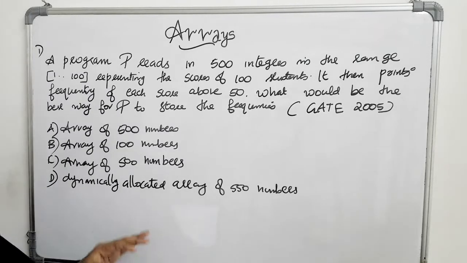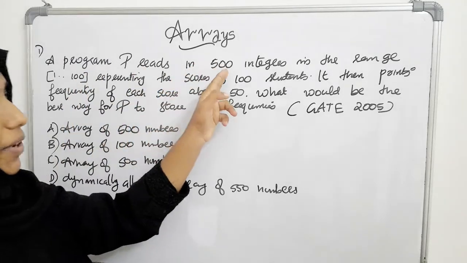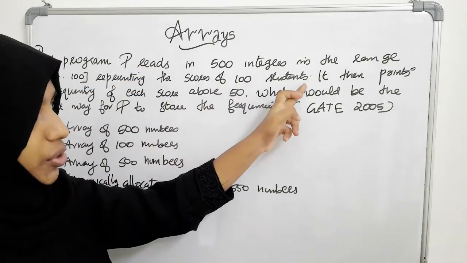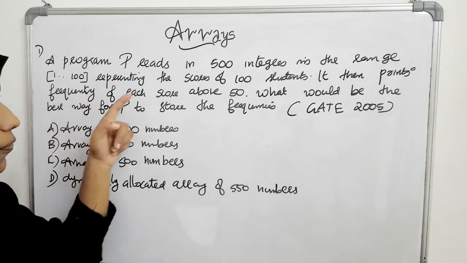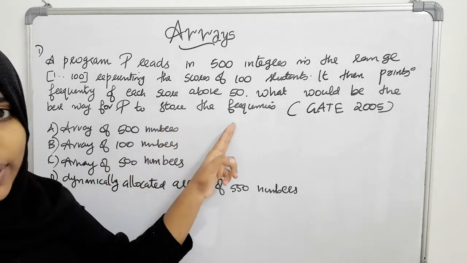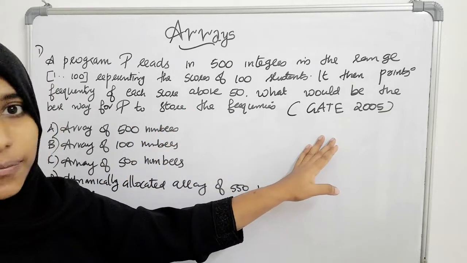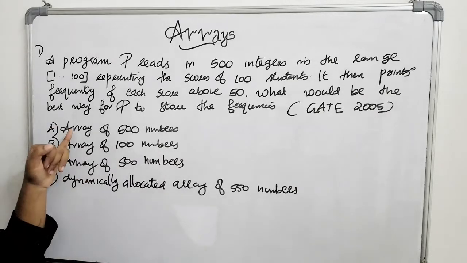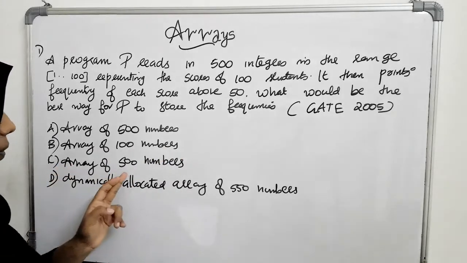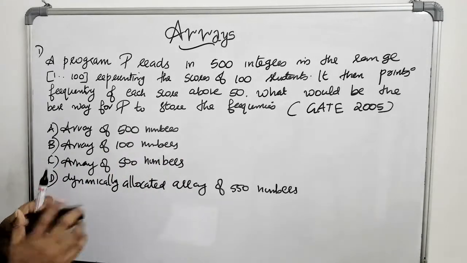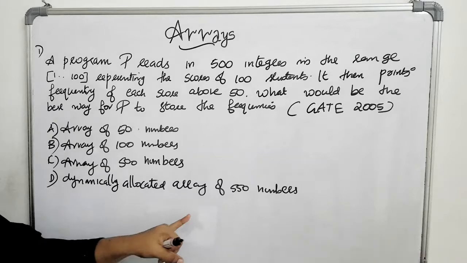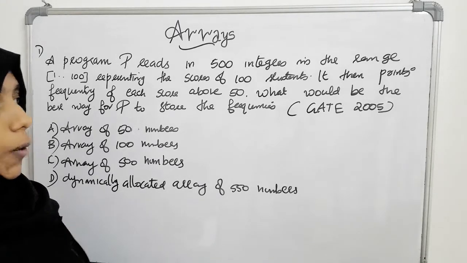Here is the question: a program P reads in 500 integers in the range 1 to 100 representing the scores of 100 students. It then prints the frequency of each score above 50. What would be the best way for P to store the frequencies? This is a question from GATE 2005 and the options they have given are array of 500 numbers, array of 100 numbers, array of 50 numbers, and dynamically allocated array of 550 numbers. Hope the question is clear to you.